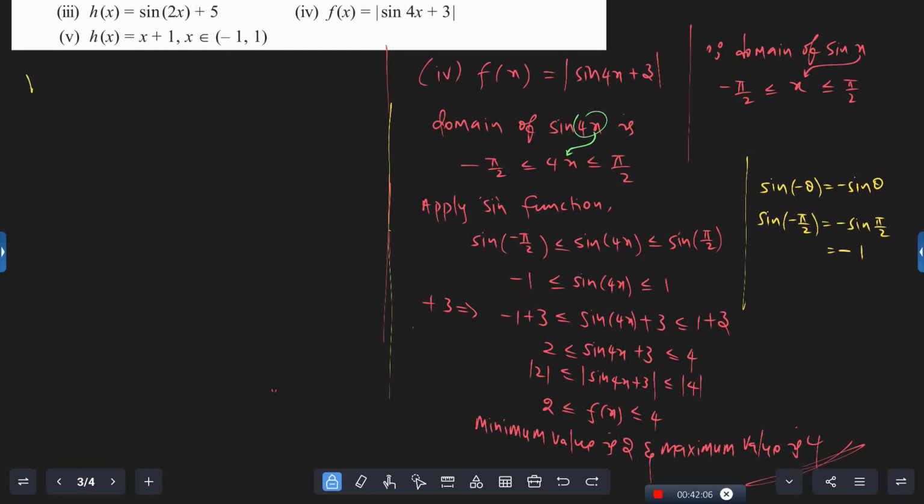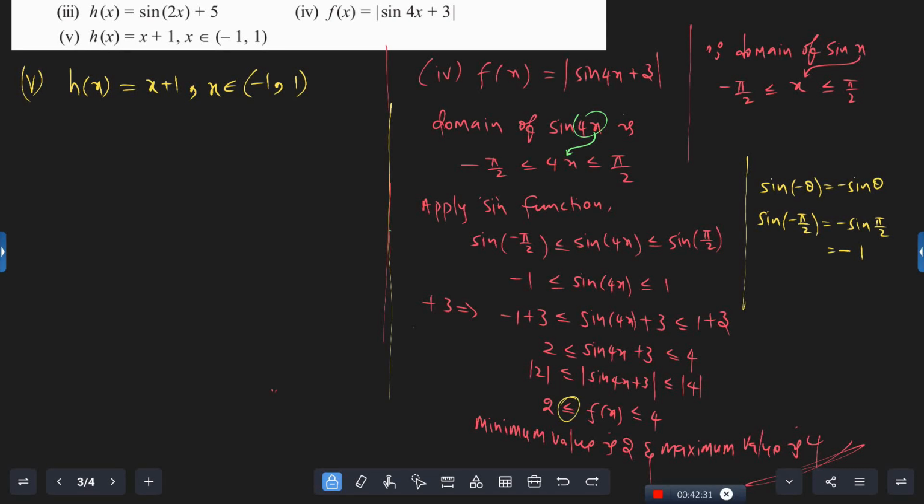Right, fifth one. h of x is equal to x plus 1, where x belongs to the open interval minus 1 comma 1. Whatever the method is, I will give. Listen carefully. See, in this, there is a closed interval, I mean equality is there. When we have equality, we can say surely that 2 is the minimum and 4 is the maximum.